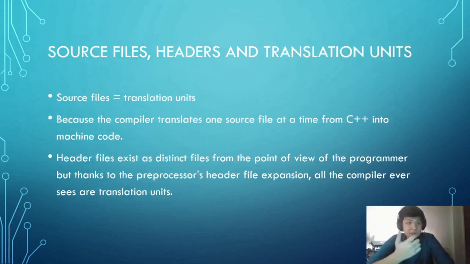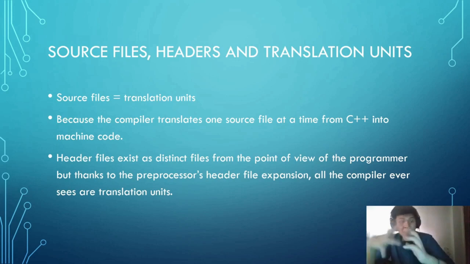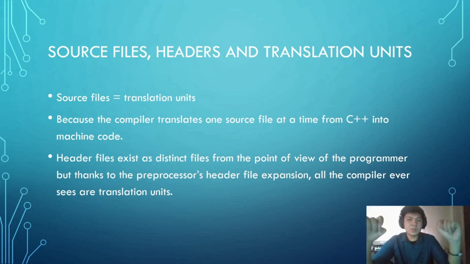So, what are source files, headers, and translation units? In layman's terms, source files are also translation units, because the compiler that we talked about just now translates one source file into a language the machine knows, like binary 0101s. Header files exist as distinct files from the point of view of the programmer, but they are also seen as translation units.